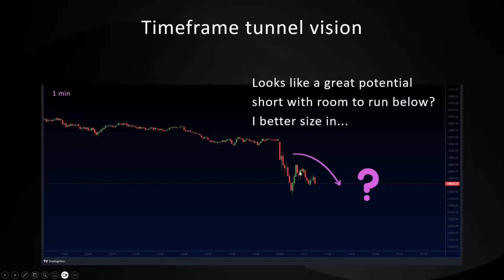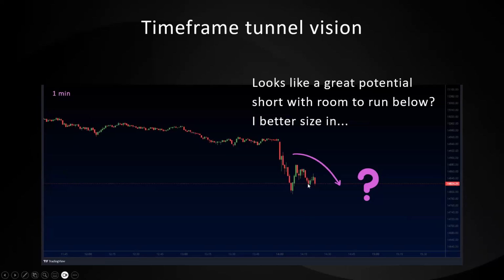Maybe a lot of traders at this point would be thinking, hey, this looks like a good potential short. Maybe I can just take this short right here and we're going to break that low again. And I have all this room to run. What if we fall all the way down to 14,720? I'm going to set my target down there. So this is a common problem that a lot of traders make with this time frame tunnel vision.